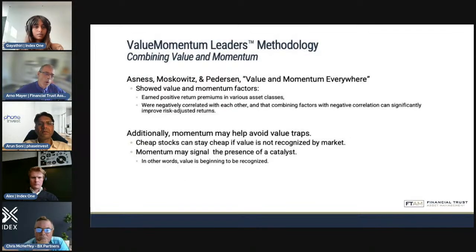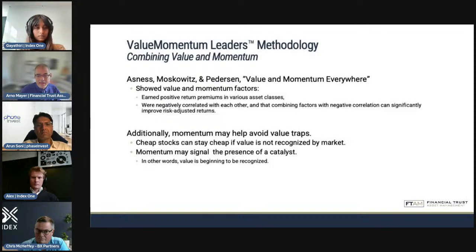Okay, so next, why do we combine value and momentum together? And here's some studies more from industry participants, Asness and Moskowitz, showed that value and momentum factors earn positive return premiums in various asset classes. This is a very important part. They're negatively correlated with each other, and combining factors with negative correlation can help improve risk-adjusted returns, which we'll talk about here in a second.